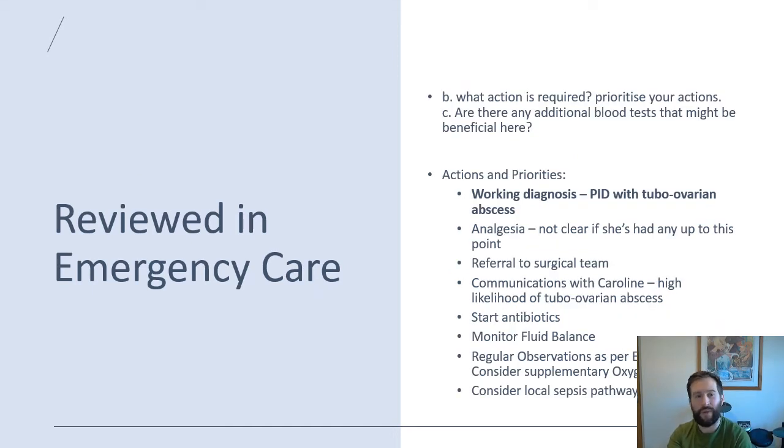So we're continuing with our review in the emergency care then. So questions B and C at this stage are asking what action is required, and we're going to prioritise our actions. And are there any additional blood tests that might be beneficial here? So our actions are forming a working diagnosis of pelvic inflammatory disease with tubo-ovarian abscess, and that's based on our ultrasound scan findings at this point.